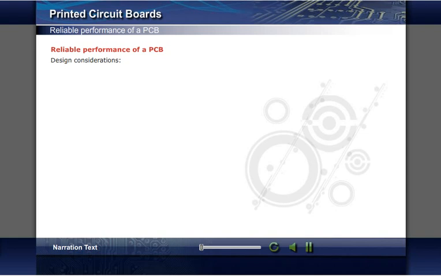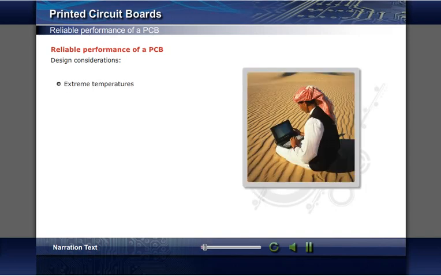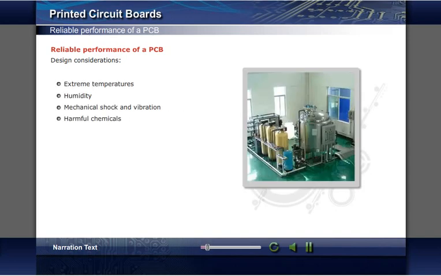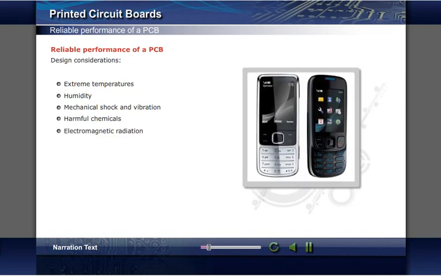Circuit assembled on a PCB has to perform reliably in different conditions. To name a few: extreme temperatures, humidity, mechanical shock and vibration, harmful chemicals, and electromagnetic radiation. A lot of thought should go into the PCB design. All conditions must be addressed.